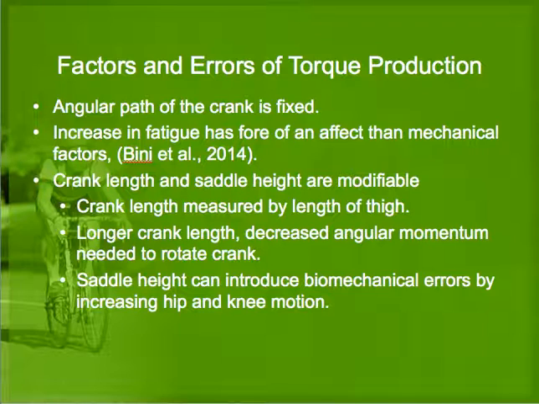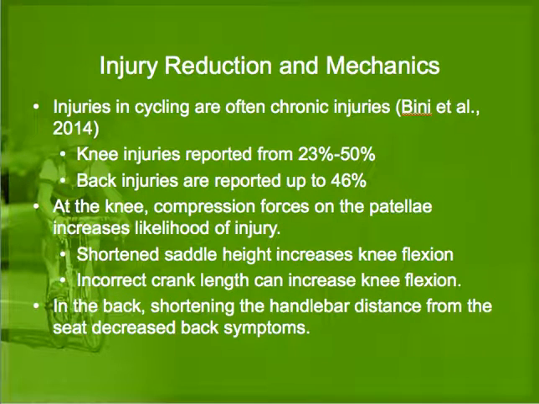Common errors are related to incorrect anthropometric measurements. Determination of the crank length should be based on the length of the thigh. Also, saddle height can introduce poor hip and knee angles for optimal contraction and force production. Proper positioning appears to be the best method for reducing injury.